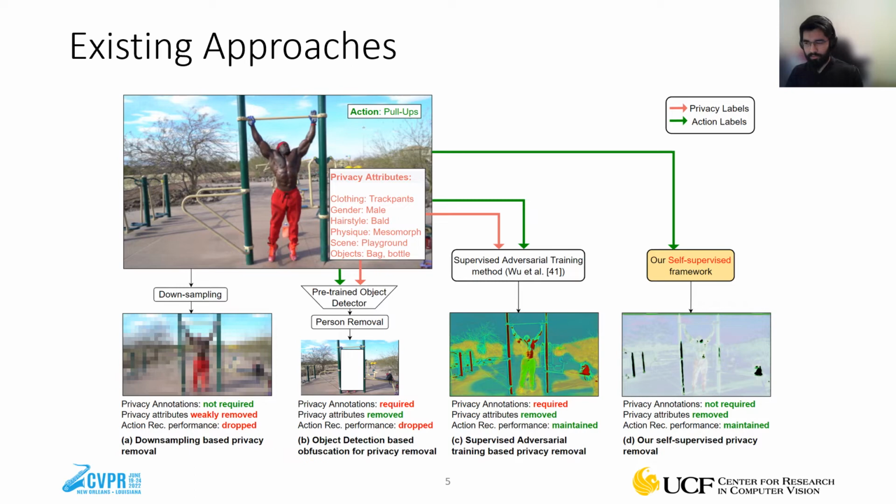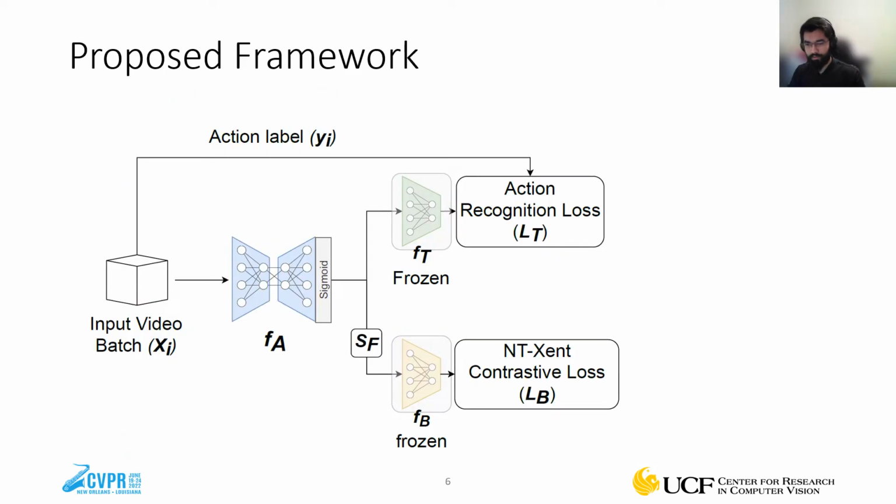So that's why we propose our self-supervised framework, which performs as well as this supervised method, and it doesn't require any private information labels. So here is a schematic of our proposed framework. Our framework is comprised of mainly three components: FA, the anonymization function; FT, the utility branch or action recognition branch; and FB, the budget branch or privacy removal branch.